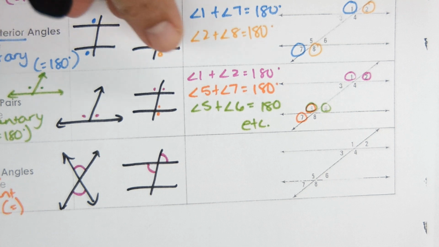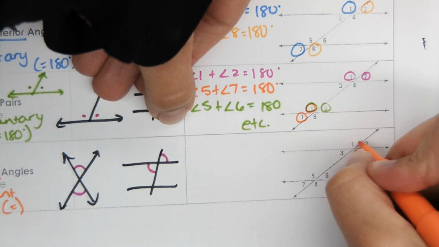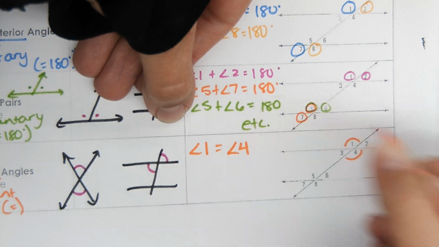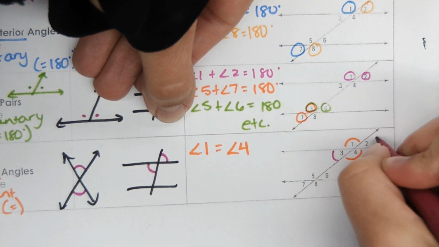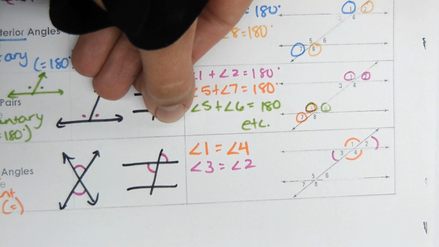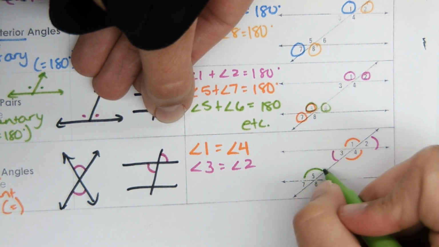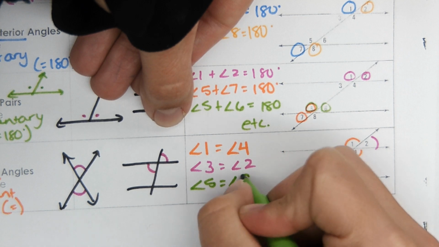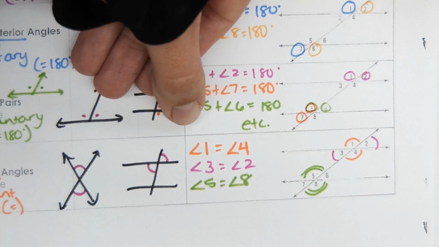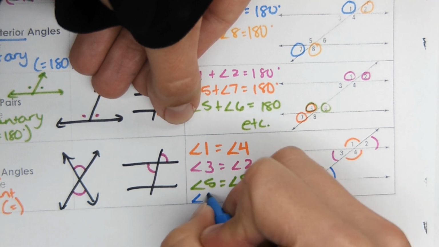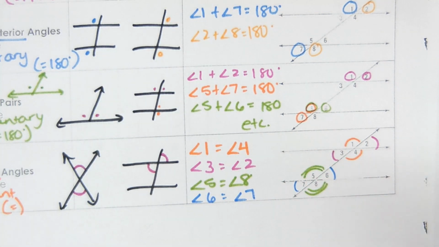And then over here, so just identifying vertical angles like 1 and 4, measure angle 1 equals measure angle 4. Let's see, 3 and 2, angle 3 is equal to angle 2. Angle 5 and 8. And 6 and 7. They are vertical as well, and they're equal in measure.